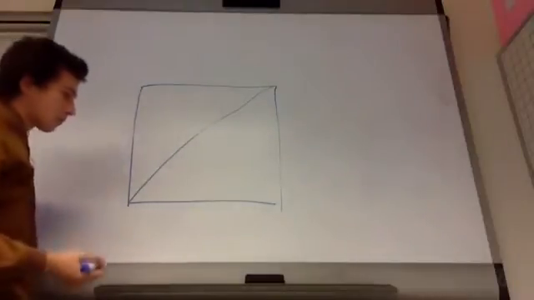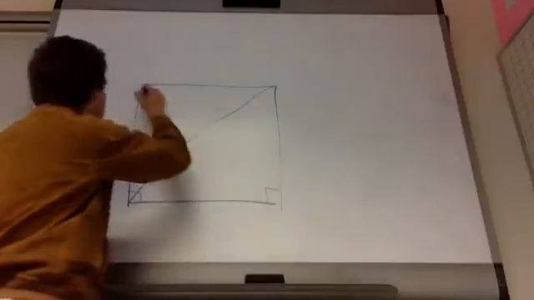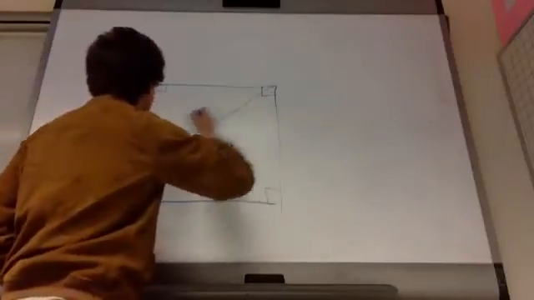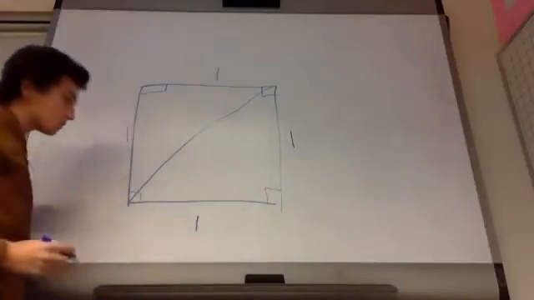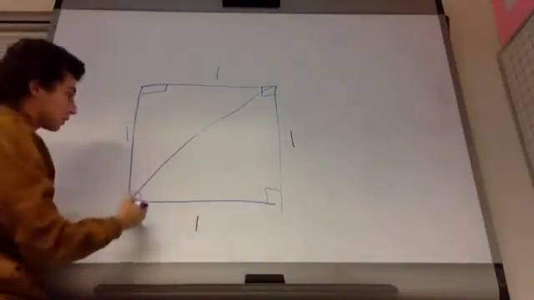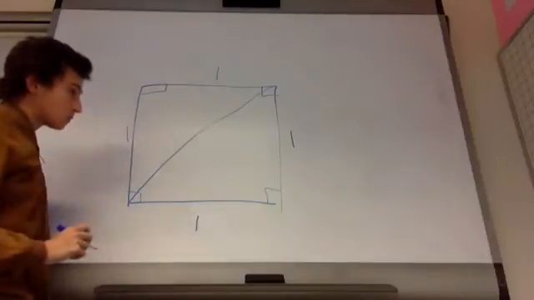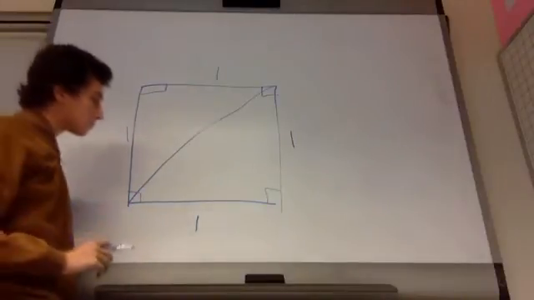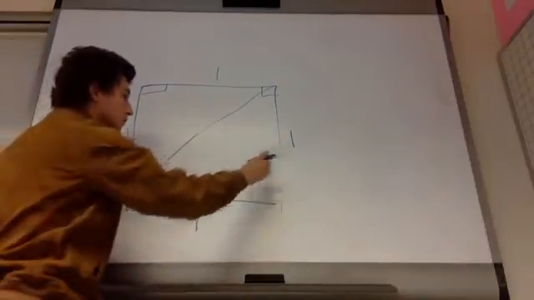So we label all sides 1, and we know that all angles are 90. The reason this is a 45, 45, 90 triangle is because we can see it's an isosceles triangle. Isosceles means that two sides are equal and two angles are equal. The two sides come from the square, but the two angles let us know that our other two are 45 and 45. So let's go ahead and label 45 and 45.